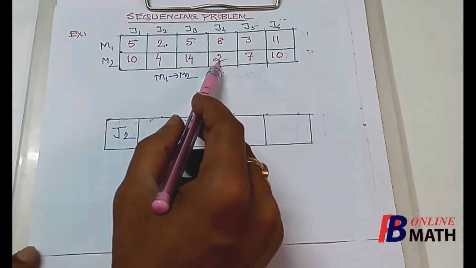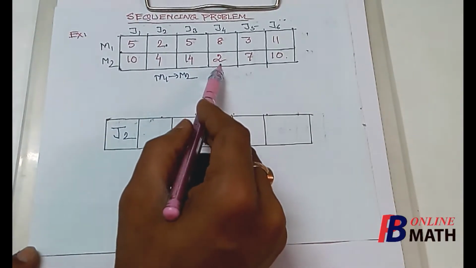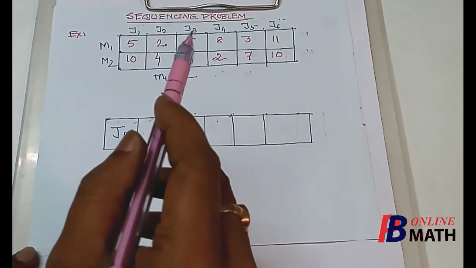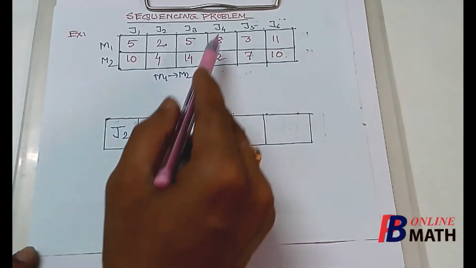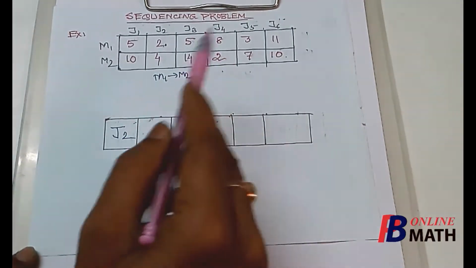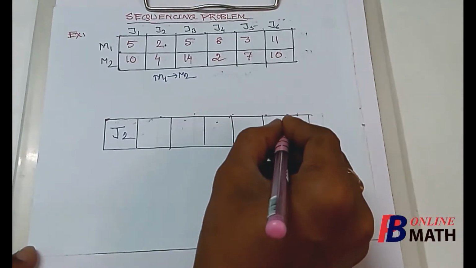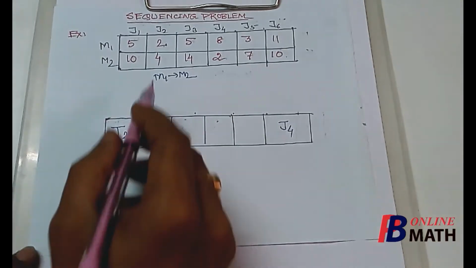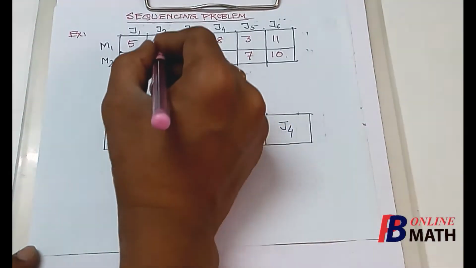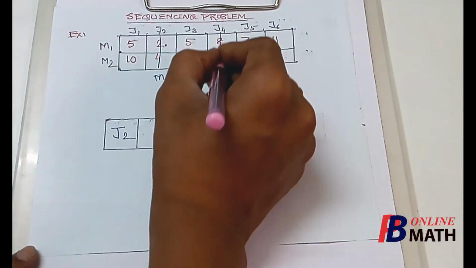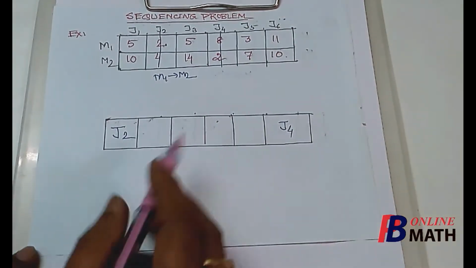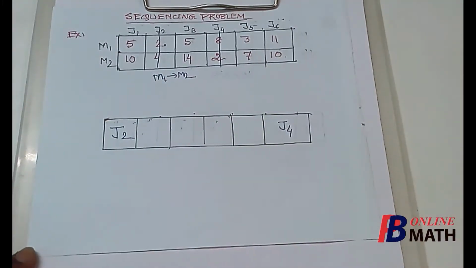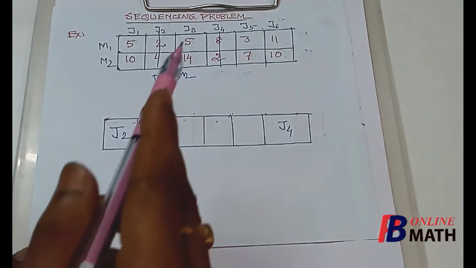Similarly, since this minimum element appears in the second row for the job J4, by the rule we have to put this job J4 last in the sequence. So we are putting this job last. These two jobs are done, so we can discard them. Now for the remaining jobs, again we shall find the minimum element from this table.